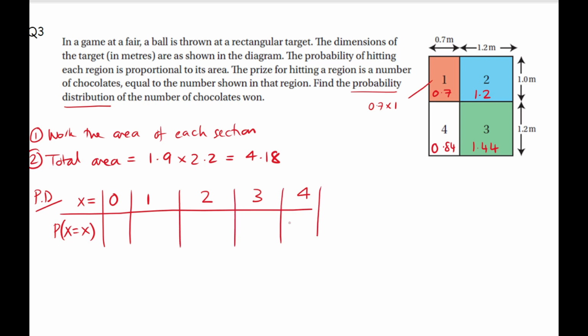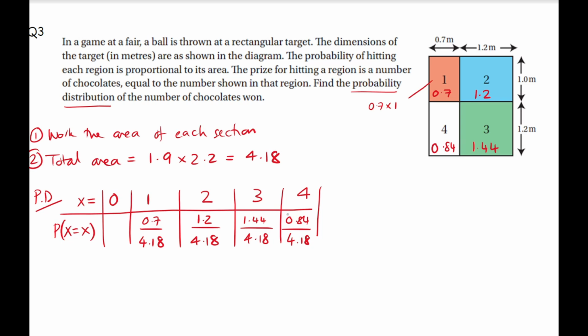So the probability of getting a 1 is going to be 0.7 over 4.18. The probability of getting 2 is 1.2 over 4.18. The probability of getting 3 is 1.44 over 4.18. And the probability of getting 4 is 0.84 divided by 4.18.